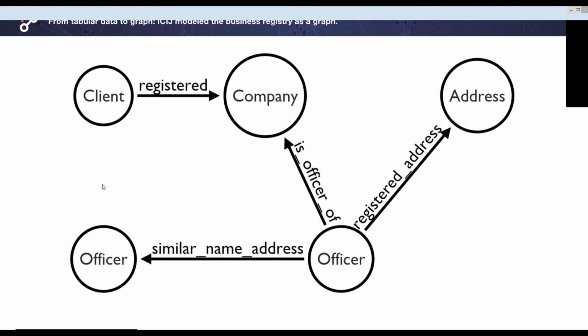Here we can see this graph data model, and it includes a client which registered a company. That company is linked to an officer, and the officer can also have a registered address, and we can see it here. And finally, the officer can also have a similar name and address as another officer, indicating a proximity between the two officers. So this was the graph data model that ICIJ used to extract insights from the Panama Papers.